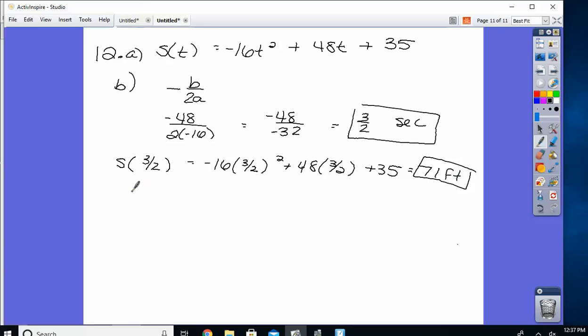So C, I already told you we're not going to put on the test, so I'm not going to worry about that one right now. We'll come back to it if we have extra time. D, when does it hit the ground? So that's one that you could do on the calculator, but we could also do by hand. If it hits the ground, what is your height? 0. So this equation equals 0.